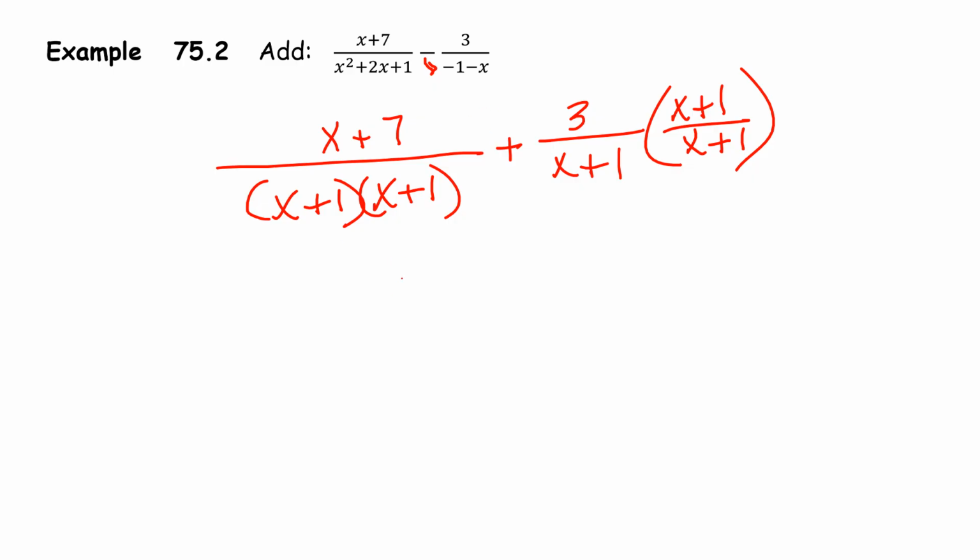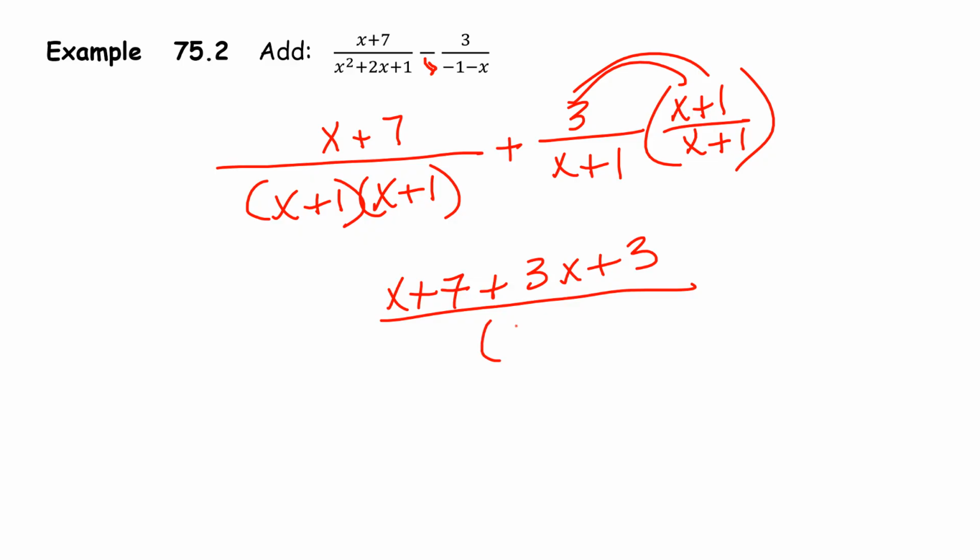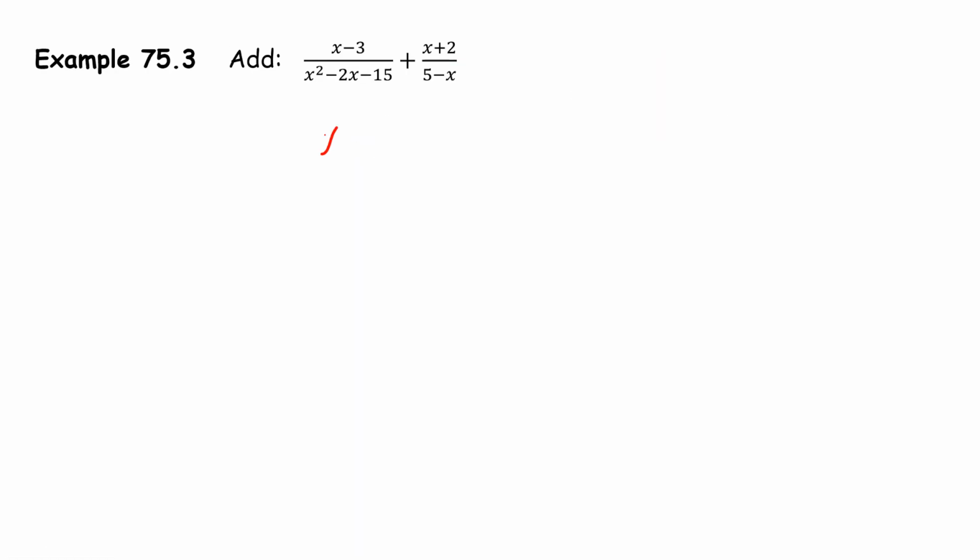So now we just add the numerators. So x plus 7 plus, distribute the 3, 3x plus 3 all over x plus 1 squared. And so this is going to be 4x plus 10 over x plus 1 quantity squared. We'll factor that denominator.